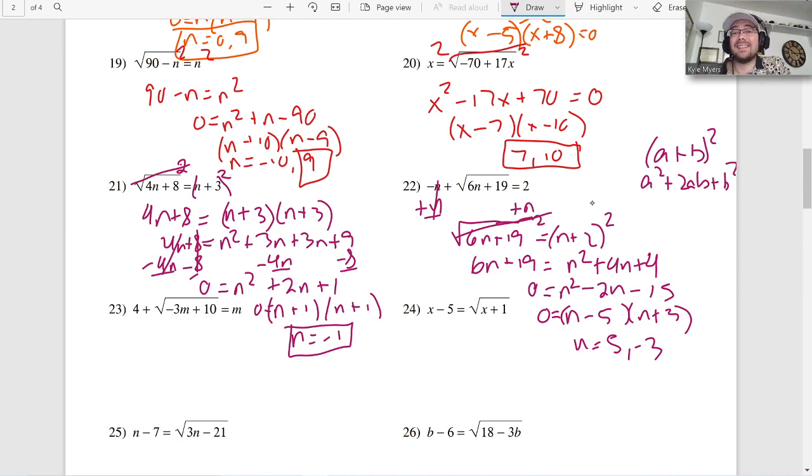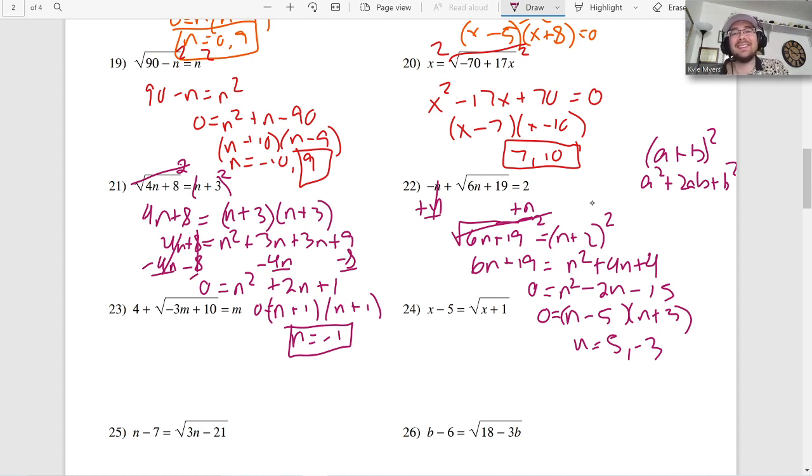Now, we have to plug it back in to make sure it works. It needs to be equal to positive 2. So if I plug in 5 times 6 is 30. 30 plus 19 is 49. Square root of that is 7. 7 plus negative 5 is positive 2. Okay, that works.